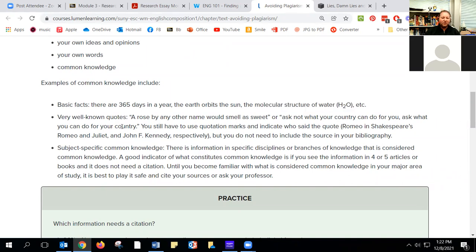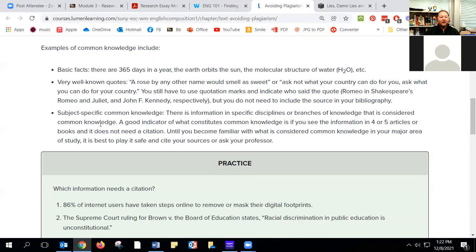Any really well-known quote, a rose by any other name would smell just as sweet. Or ask not what your country can do for you, ask what you can do for your country, right? You would still use quotation marks because it's someone else's words, but you wouldn't have to go find exactly where these things came from. They're very common phrases, right? Or something that's subject specific, right?